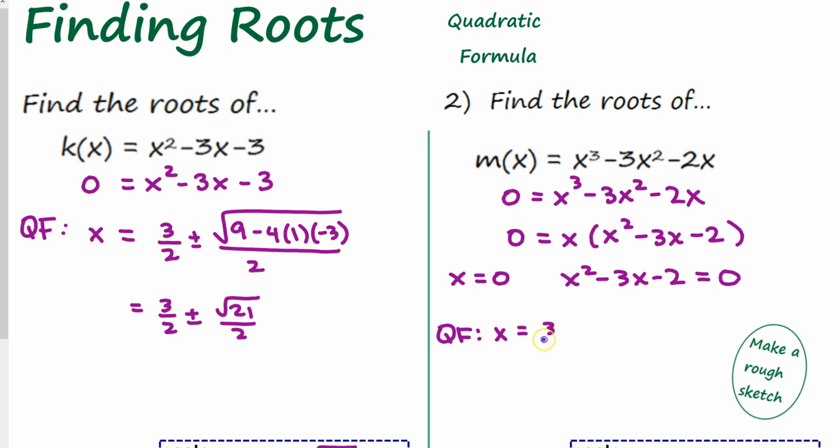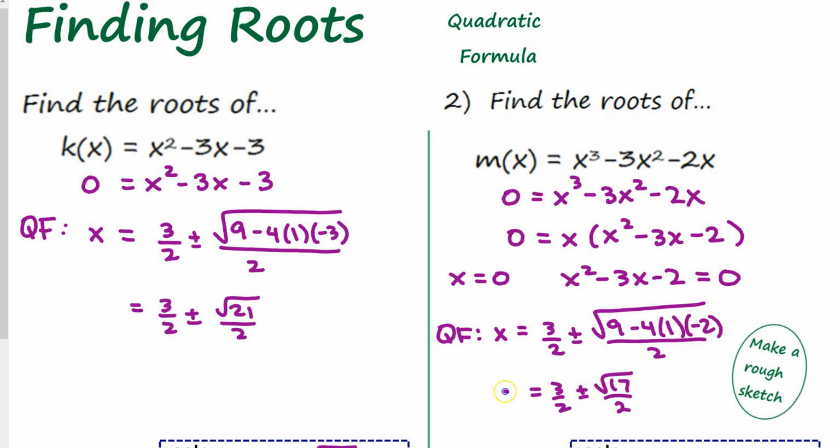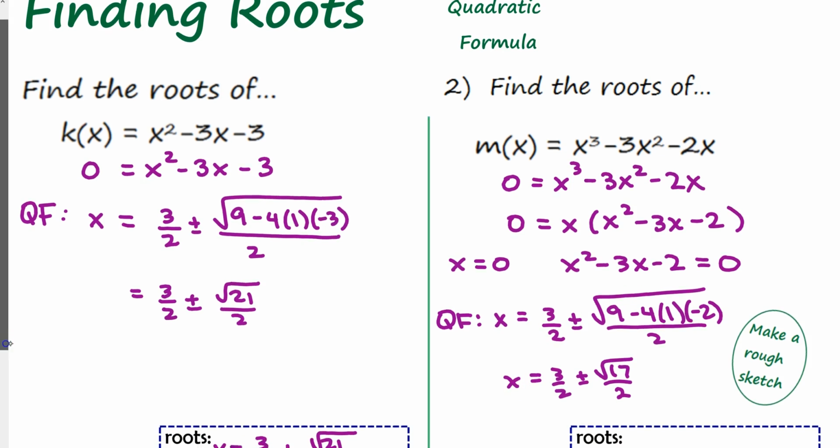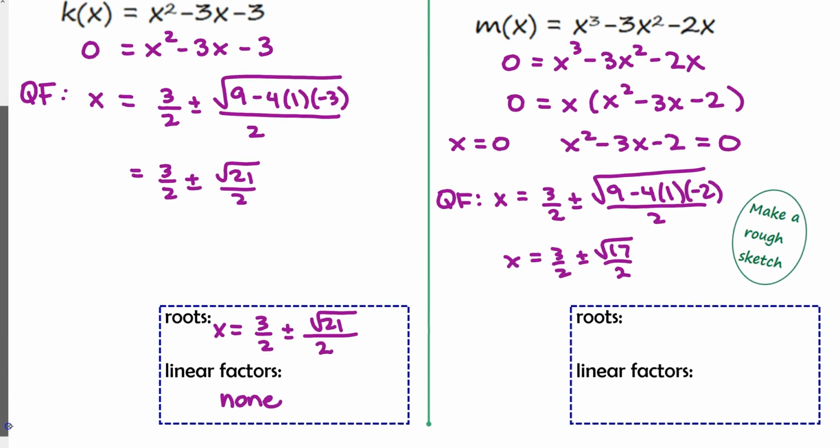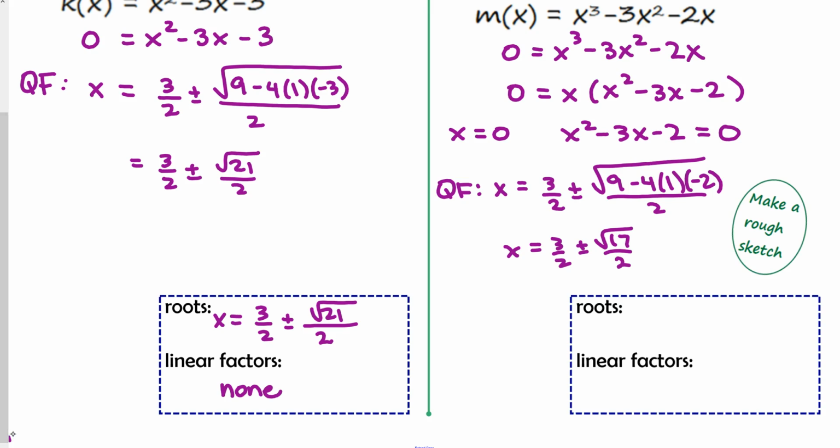The opposite of b over 2a plus or minus the square root of b squared minus 4ac over 2a. So we have 3/2 plus or minus the square root of 17 over 2. Okay, those are real, so they could be graphed as x-intercepts. They're not rational. We don't have a bunch of linear factors. We do have just x as a linear factor, but the other factor was quadratic.